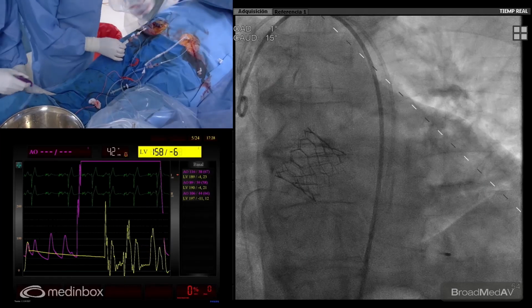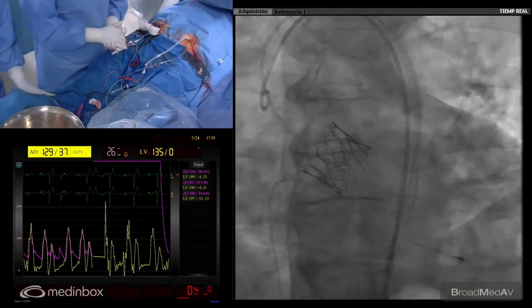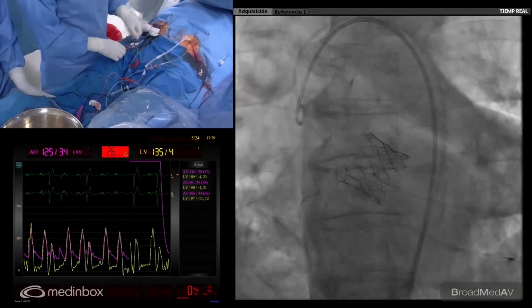I have some bleeding here in the set. So here we have the gradients. Let me go with zeros.